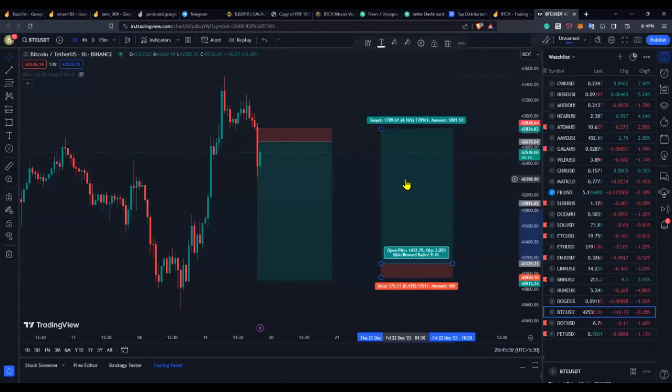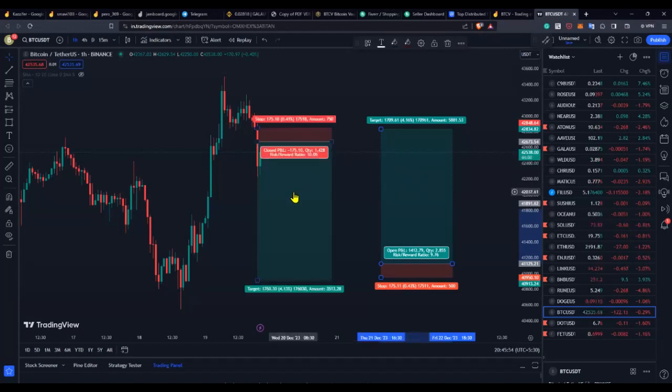In a long position, we are betting or hoping that the market will move up. In a short position, we are hoping that the market will move down. This is the key difference.